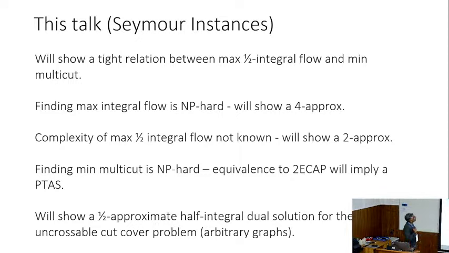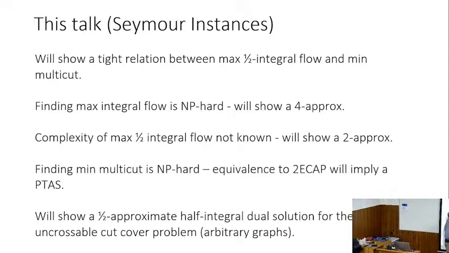Okay, so I'm going to show a tight relation between maximum half integral flow and minimum multi-cut. I've not said what the relation is. I've just said it will be a tight relation, which means that I'll also show you an example where that condition is met. I'll not show the hardness, but I'll show a 4 approximation for maximum integral flow. We do not know the complexity of maximum half integral flow, but I'll show you a 2 approximation for that, and that will follow from the first result.